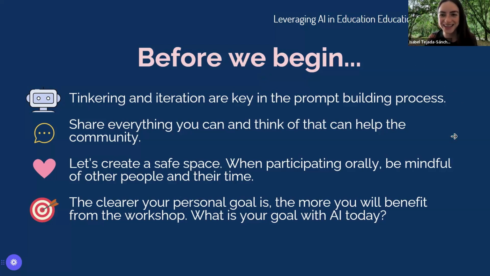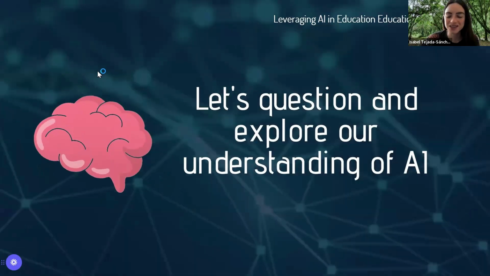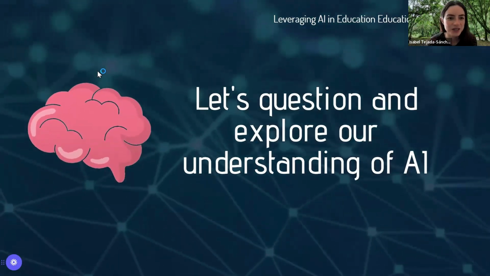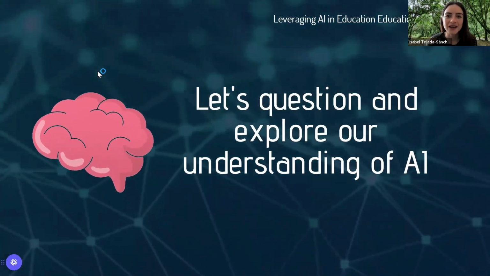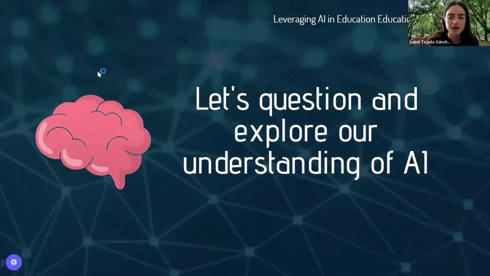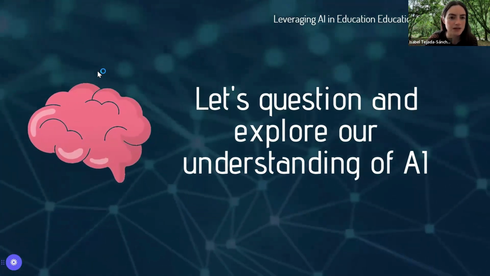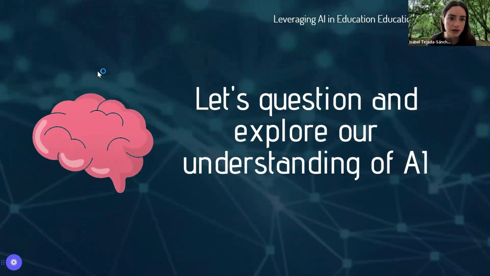So having that in mind, let's move on. We're going to begin with questioning and exploring our understanding of AI. This is a little bit of an opening for us. And I think it's important because we need to take into account the philosophical groundings, the understanding of what this is actually implying for us as a society.